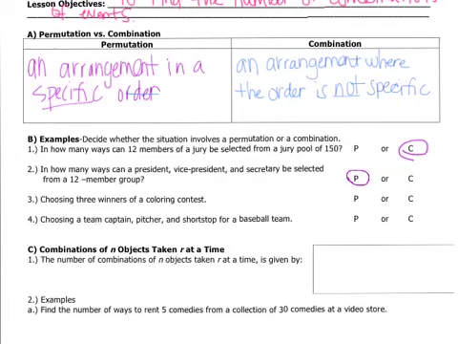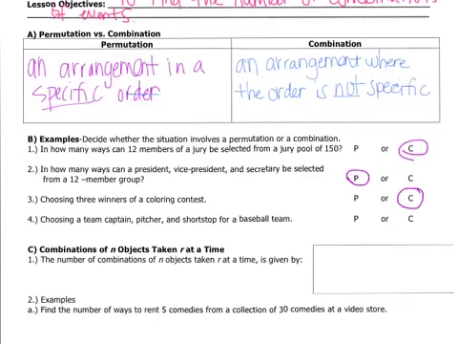Number 3, choosing 3 winners of a coloring contest, P or C? Well, I have a question. For like the 3 winners, is it going to be first, second, third, or is it just going to be 3 winners? Yeah. You know, that's very debatable. Is it first, second, third, or is it just 3 winners? From what it says to me, I take that as you either are a winner or you're not. So to me, that's a combination. It would have to be a little more specific, saying choosing a first, second, and third place winner for a permutation. So that's a really good question.